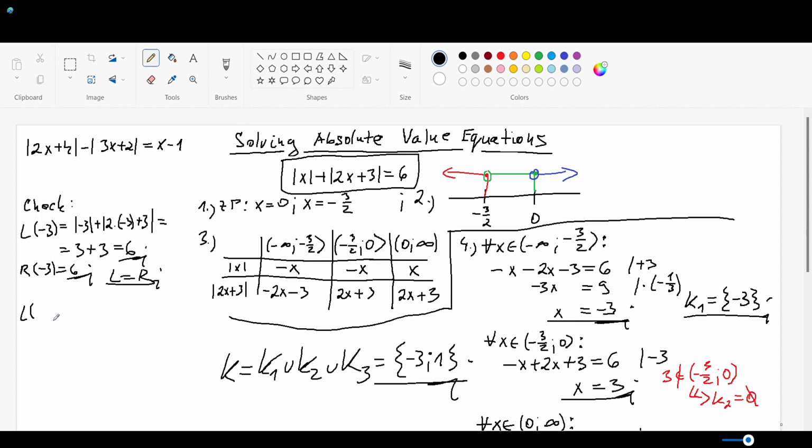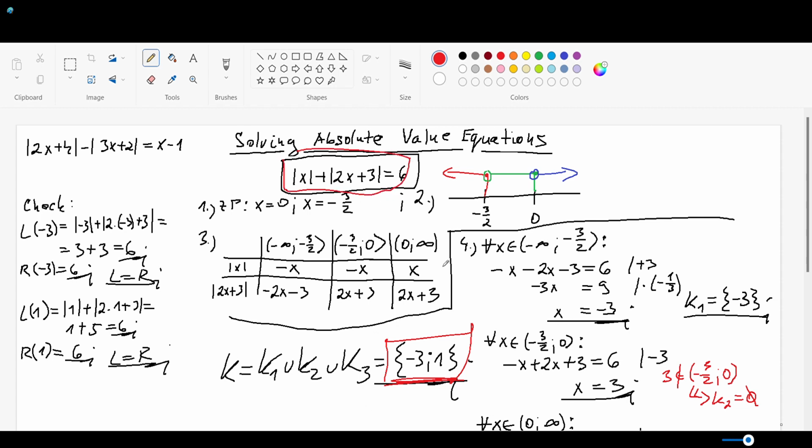Now let's do the check for the left side for x being 1, which means we have the absolute value of 1 plus the absolute value of 2 times 1 plus 3, and it is 1 plus 2 plus 3, which is 6. We are fine. The right side for 1 is 6 as it is constant, which means the left side is equal to the right side. So our calculation is correct, and this is really the solution of our first equation. Okay?